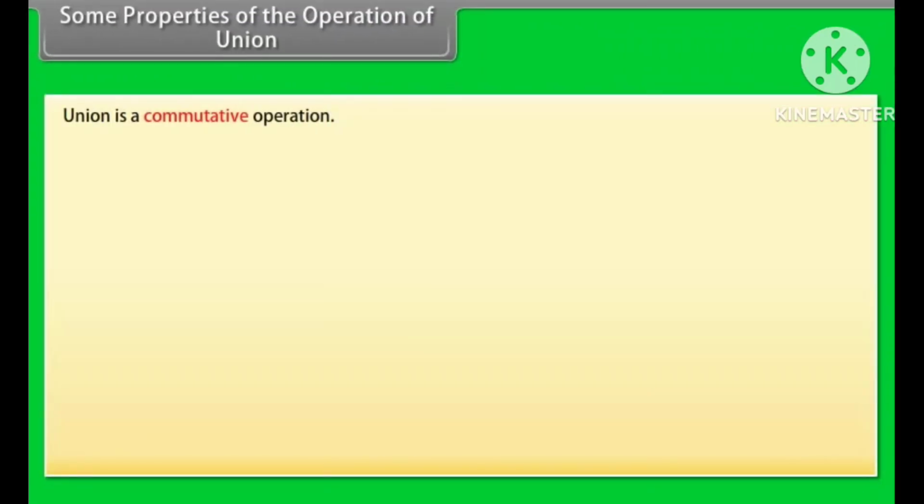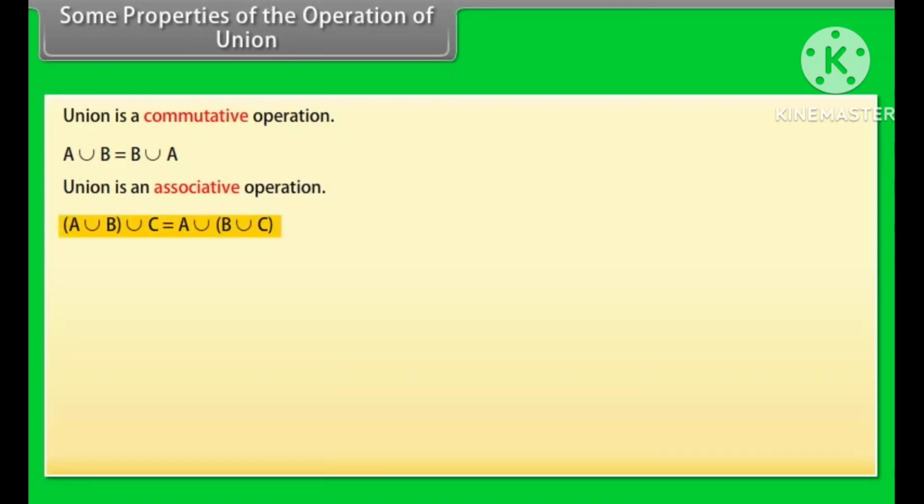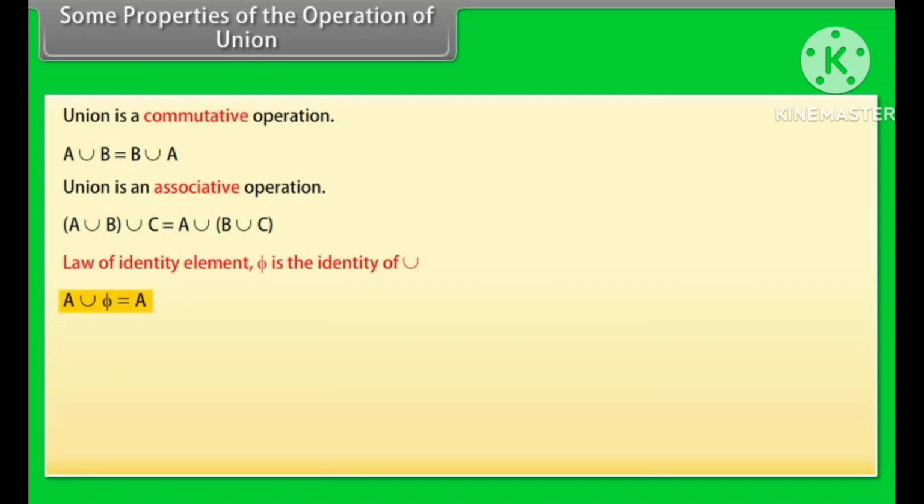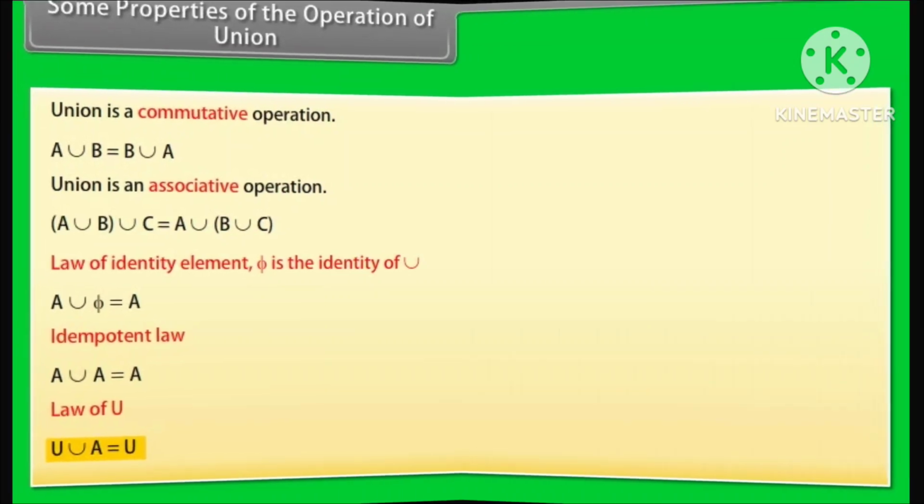Union is a commutative operation. A union B is equal to B union A. Union is an associative operation. A union B union C is equal to A union B union C. Law of identity element. Phi is the identity of union. A union phi is equal to A. Idempotent law. A union A is equal to A. Law of U. U union A is equal to U.